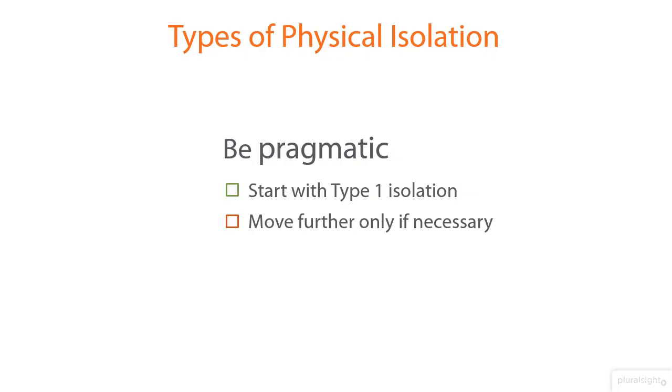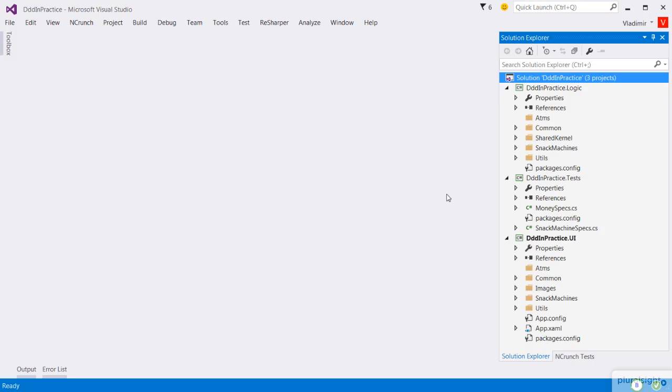If your bounded contexts are small enough, it's just fine to start with the first type and move forward only when you feel the code gets bigger and it becomes harder to keep it clean without introducing additional physical boundaries. In our application, we will adhere to the first type because we don't have large amounts of code in our bounded contexts. This is how it looks in practice.